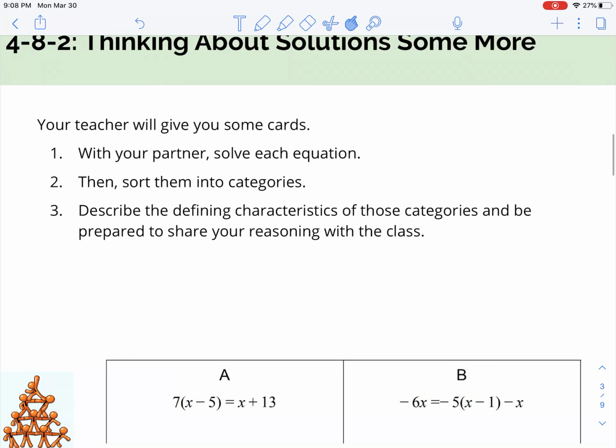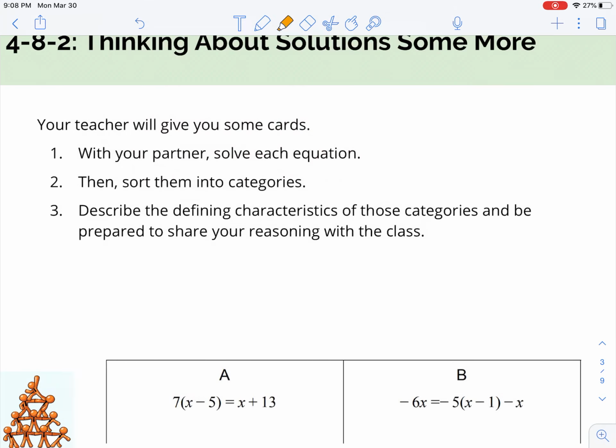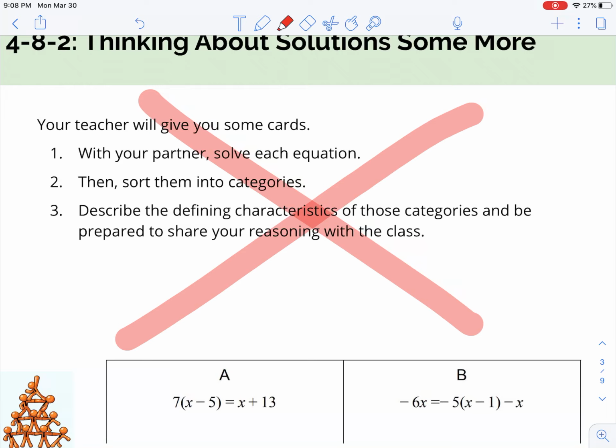Okay, we are skipping this. So in your book, you can put a big red X through it. I'll do red highlights bigger because we are not doing the second activity. That wouldn't really work very well without having partners and me giving you all this stuff. So we're just going to skip it.